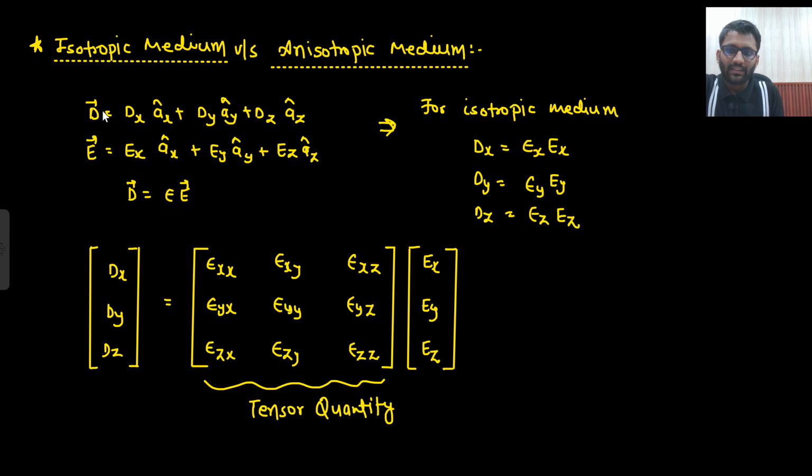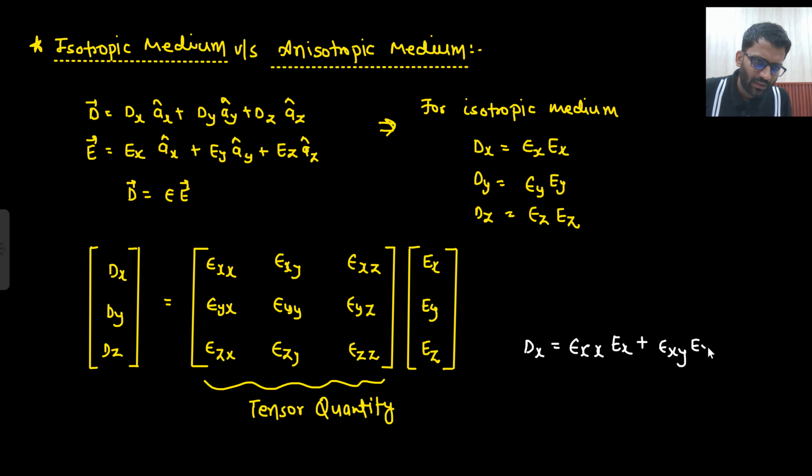Let's say this is my D, this is my E. D is dx ax cap plus dy ay cap plus dz az cap, and E is ex ax cap, ey ay cap and ez az cap. The relation is D equals epsilon E. So how will I write down the value of dx? dx will be epsilon xx Ex plus epsilon xy Ey plus epsilon xz Ez.